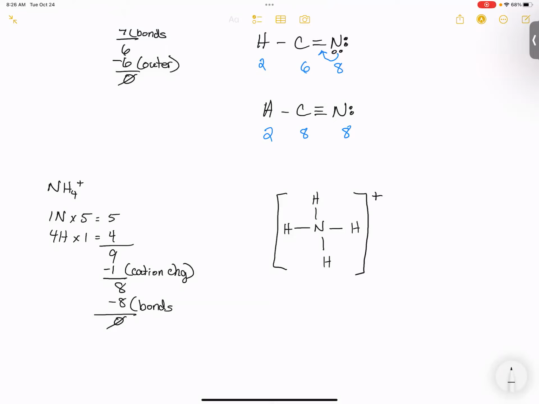Just like in ionic compounds, you have to put the ion in brackets with the charge outside the bracket. And this is the Lewis structure for ammonium. If you have an ion, whether it's in an ionic compound or a polyatomic ion, you must put the ion in brackets with the charge outside.